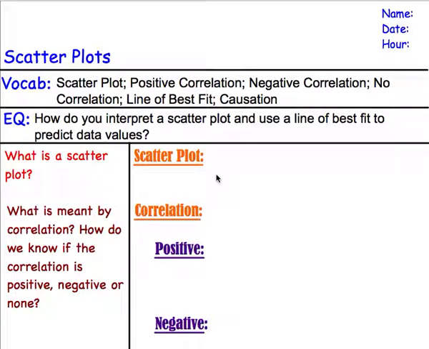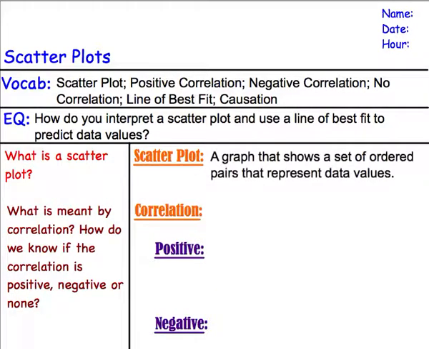Going to take a look at scatter plots, and we're going to take a look at how we interpret that scatter plot and also using what we call a line of best fit to help predict some data values. So first thing we want to do is talk about what some of these words mean. We have scatter plot, which is a graph that shows a set of ordered pairs that represent data values.